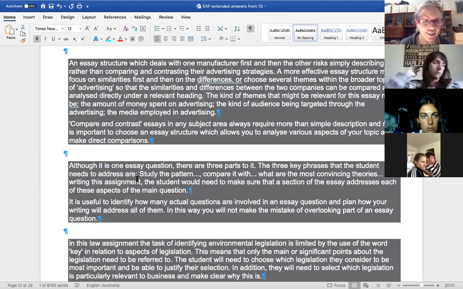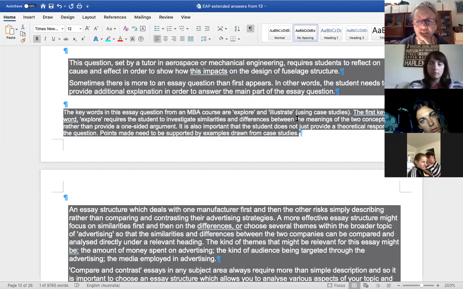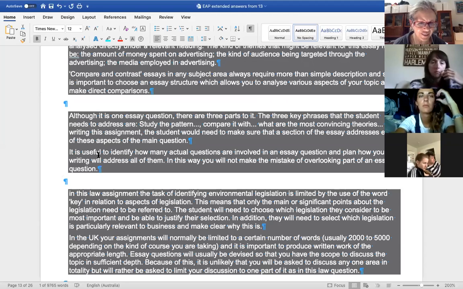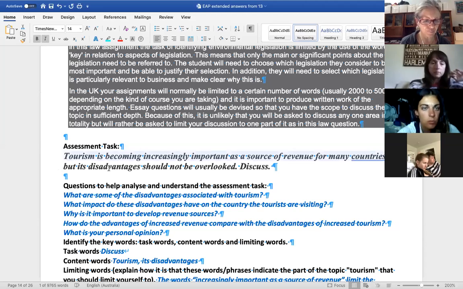And these are the answers that I copied and pasted. So talking about how to write essays and understanding the actual assignments when they say to explore and illustrate. Explore requires the student to investigate similarities and differences. Bonus points may be made if you give support from case studies. So that sort of thing. They're just saying how they do it in Western countries. And then you have the task here, which is: tourism is becoming increasingly important as a source of revenue in many countries, but its disadvantages should not be overlooked. Discuss.